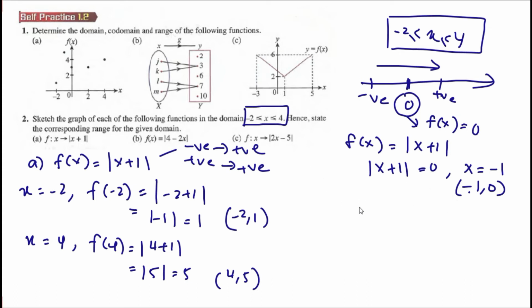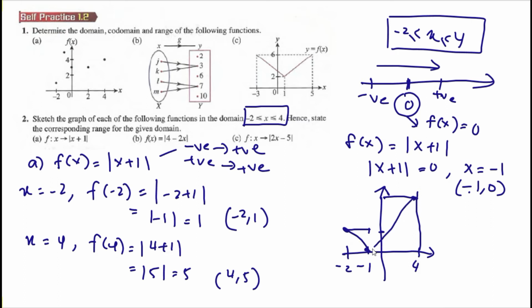So we can plot the graph. We have (-2, 1) here. So this one is (-1, 0), and then another point is (4, 5). So let this one be 4, and let this one be 5. So the graph will be here to here.